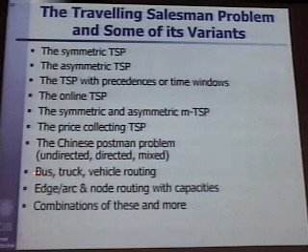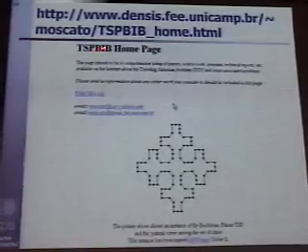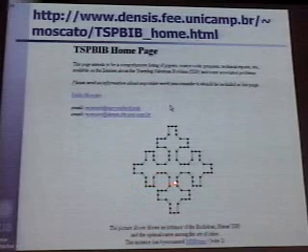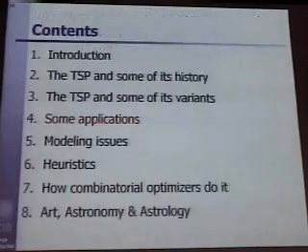And then you have generalizations: bus, truck, vehicle routing, routing with capacities and combinations of all that. That comes up all the time everywhere. For those who are interested, here in Campinas is Pablo Moscato, who keeps the TSPBIB homepage. He has everything you ever wanted to know about the TSP or don't want to know about the TSP, tons of information you can look up. So go to TSPBIB on Google and you find all the information you want to see.